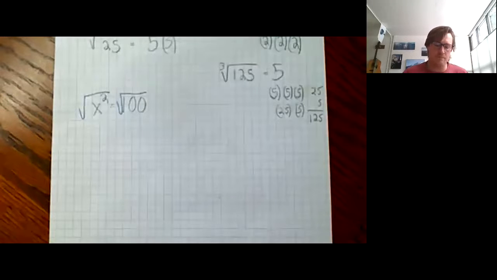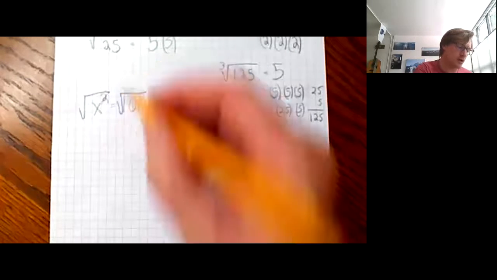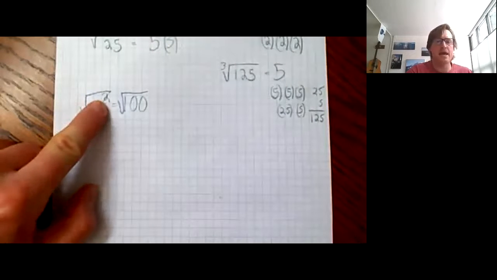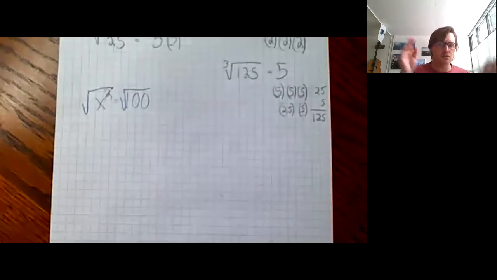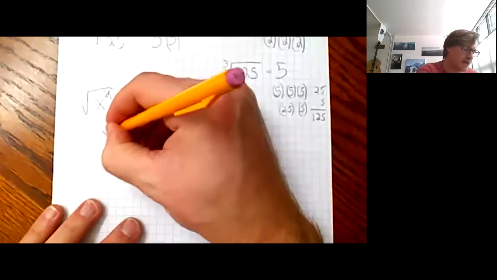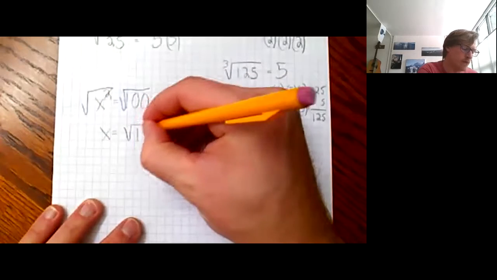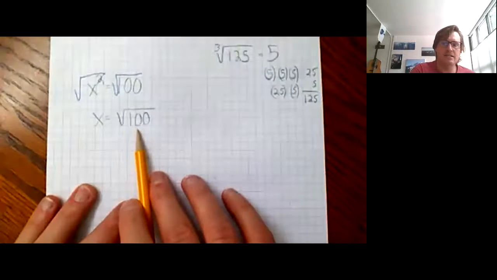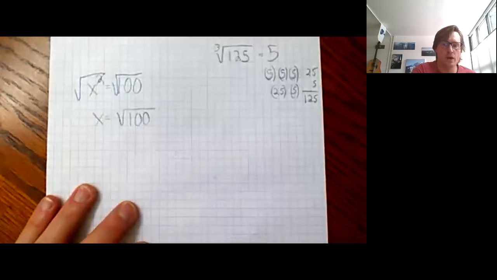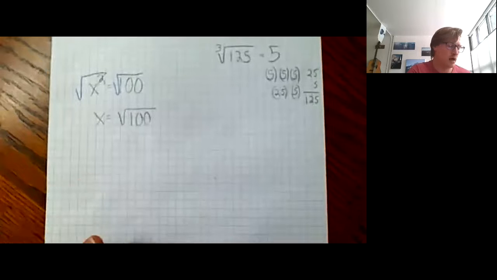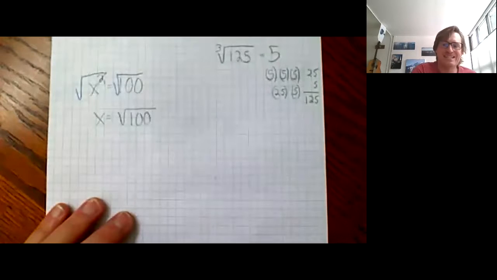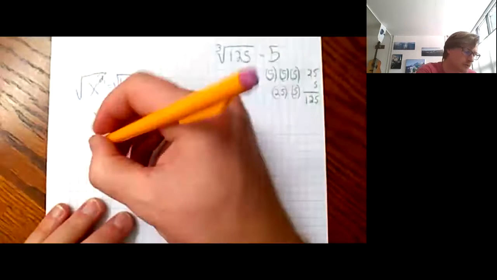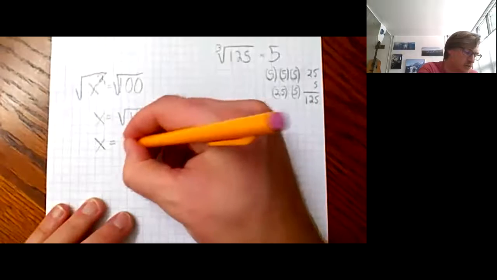So my squares drop out because the square root and the raising it to the second power cancel each other out. So I'm left with x equals the square root of 100. And this just becomes what we did up here. What number multiplied by itself is equal to 100? Well, I know that that number is 10. So x has to equal 10.